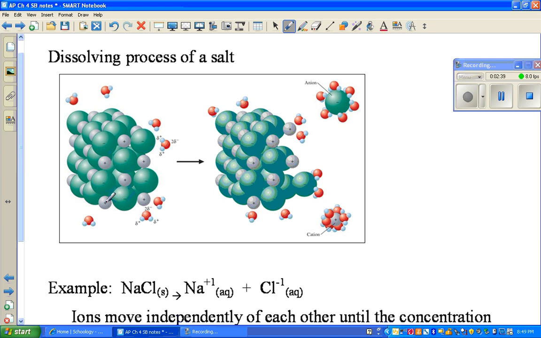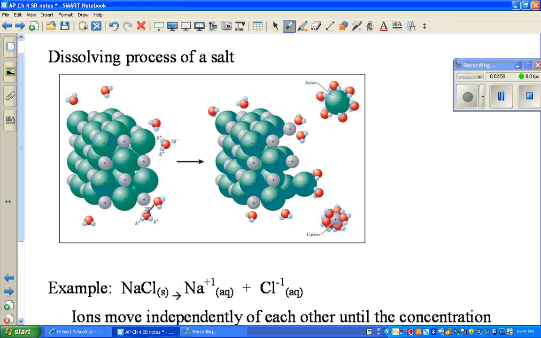Well, if I take a look at my salt molecule, all salt molecules are going to be crystalline shaped. They have a nice orderly pattern. You can see I have the negative anion and then a positive cation and an anion again, positive and negative and positive, and again up and down in this nice orderly fashion.